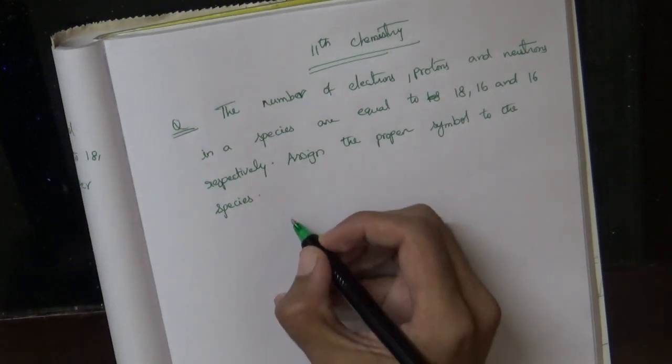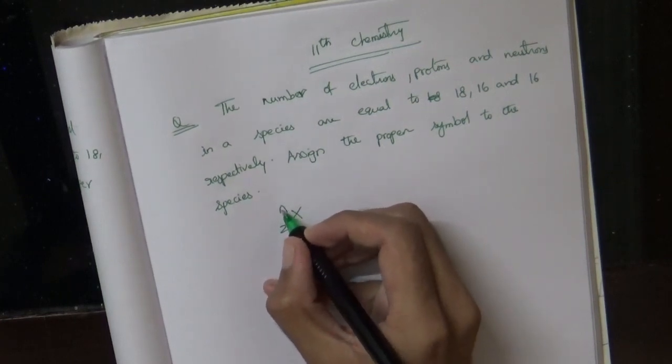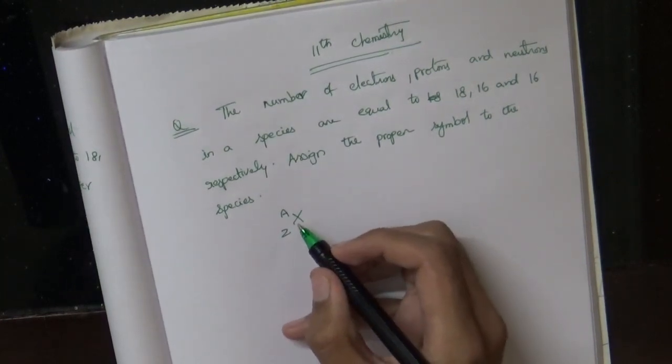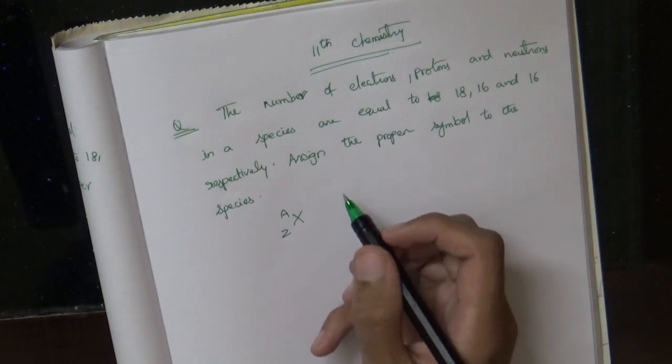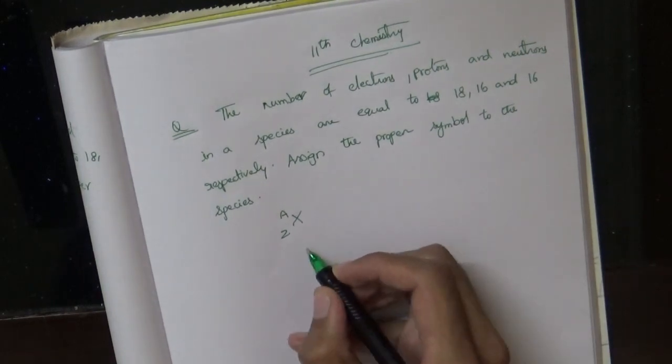Let us consider a random element X with an atomic number Z and atomic mass A. Let us suppose that X is the element which we have to find. Now we will write down the values listed down according to their correct names.